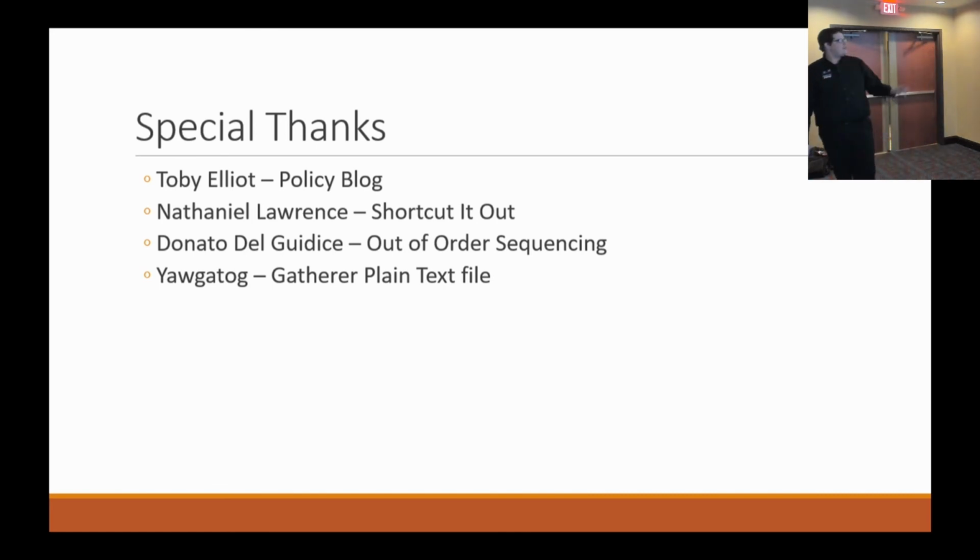First, if you haven't checked out Toby Elliott's rule policy blog, it's fantastic. He goes through and details everything that you need to know, especially with rule changes. Nathaniel Lawrence wrote an article called Shortcut It Out that went over all of the basics of shortcuts. Donato Del Giudice wrote Out of Order Sequencing. I can't remember the name of the judge who wrote Ruling by Intent. And lastly, I want to thank this random blog called Yawgatog that had the Gatherer plaintext file, which is why you all have your papers.